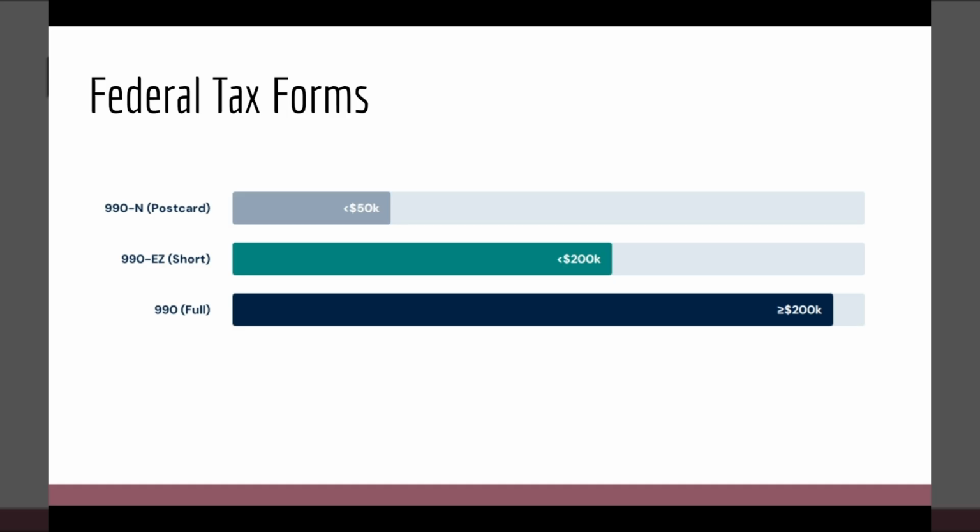So the first piece, and this is the biggest piece, is the federal tax form, the federal 990. There's three versions of this form. There's actually more than three, but three we'll talk about here today: the 990 postcard, 990 EZ, and the 990 full. So that first one is if your organization makes less than $50,000 in revenues a year, then you can qualify for the 990 postcard, the 990N. And that is a very simple form.